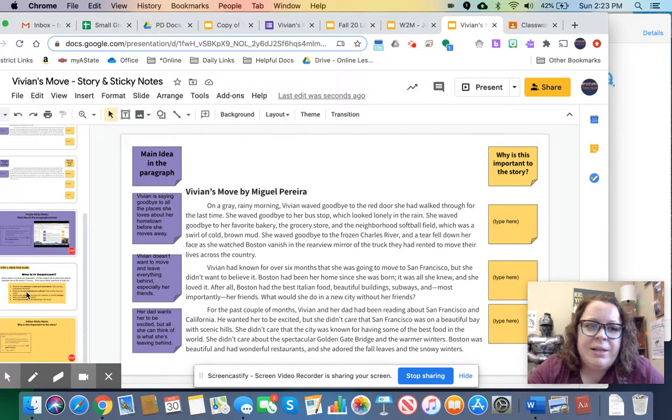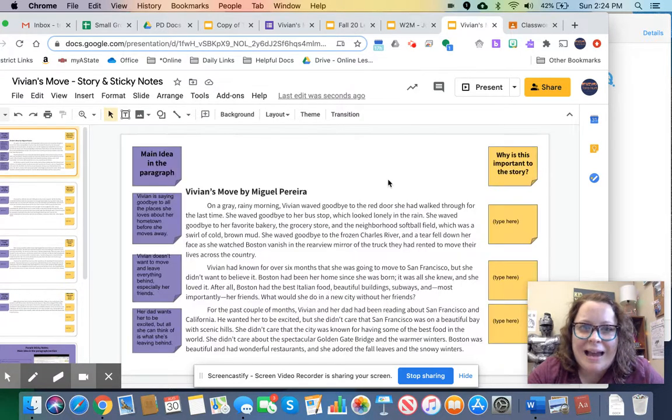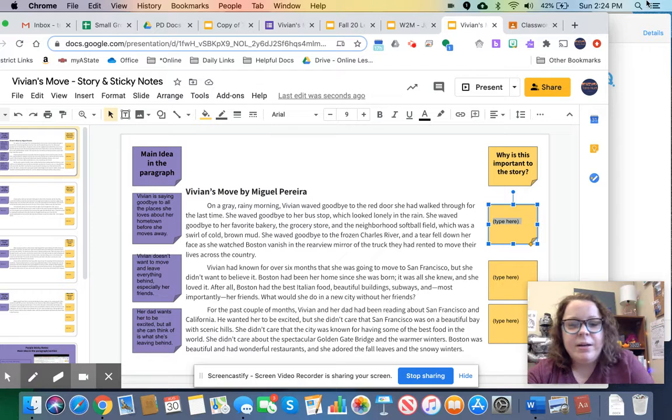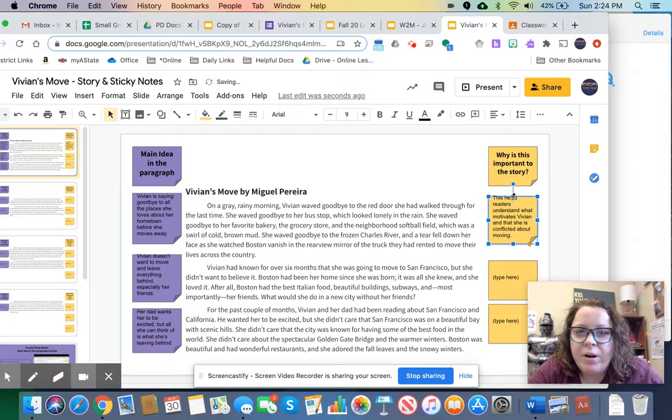Why could that be significant to the story? Well, I'm thinking that gives me some insight into this character and what's going on with her, and possibly an internal conflict too, right? If there's something happening and she doesn't want it to happen. So this helps readers understand what motivates Vivian and that she is conflicted. Okay, see that conflict word right there? About moving. So this is helping us really understand the character and also the conflict right from the beginning of the story.